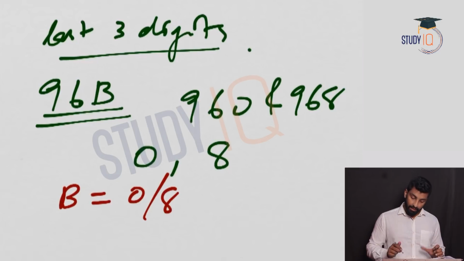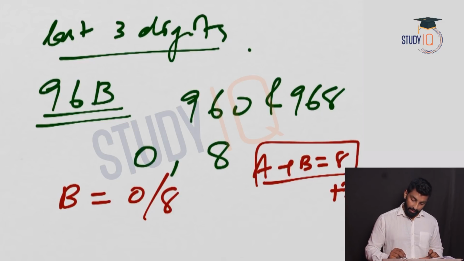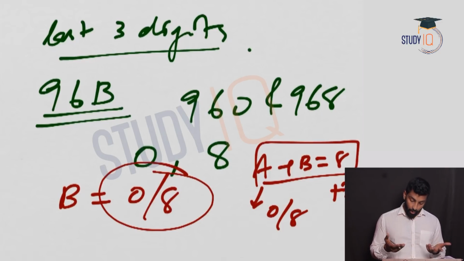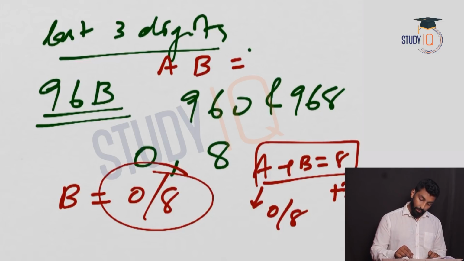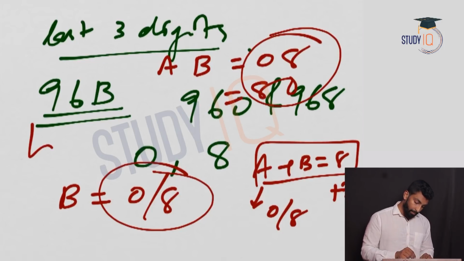Now, what is the first condition that we got? A plus B is equal to 8 or 17. So 17 is not possible now, so A plus B is equal to 8. A plus B is 8 means A can also be 0 or 8, and B can be 0 or 8. So this combination is possible: AB is equal to 0, 8 or 8, 0. So what is your answer? You'll mark B as your answer.